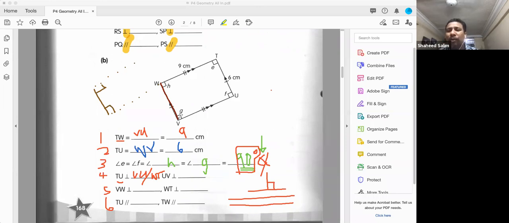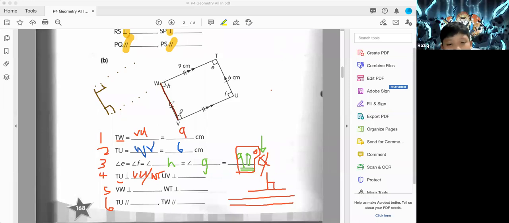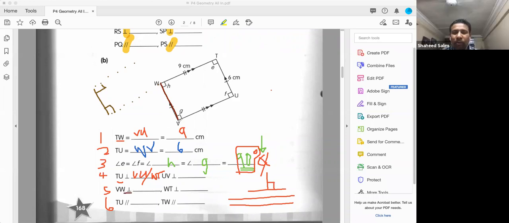You should go in. Everyone turn off the video. Okay, Razik, you tell us the answer. VW meets what side at 90 degrees? This one, VW, it is perpendicular to or meets at 90 degrees to which one? Which side? You choose one of the sides. There are two sides right down here. You choose one. You can even choose VU. Now I give you the answer. Or you can choose WT. Okay, never mind.